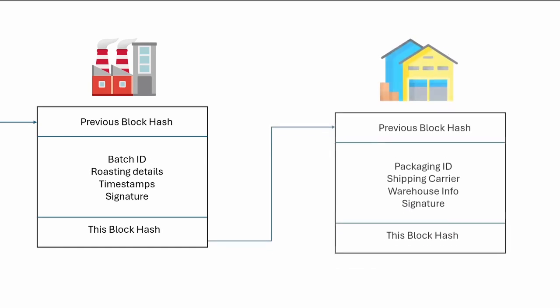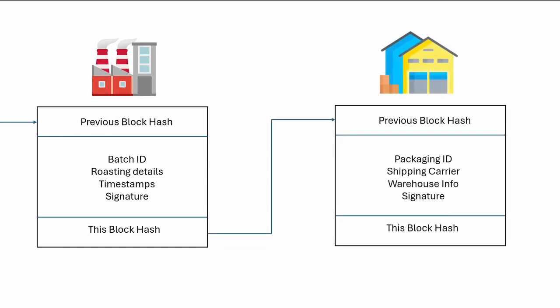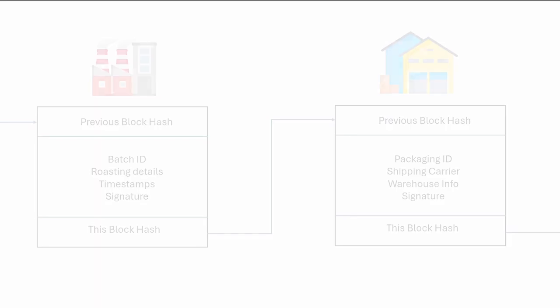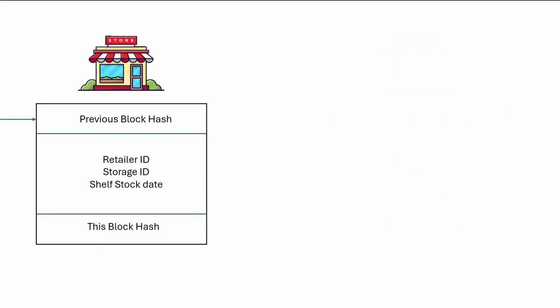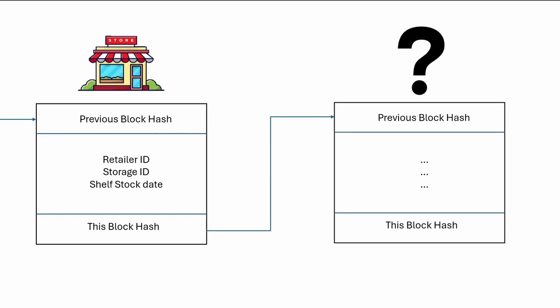Then you would have the warehouse block, which would store the shipping carrier, more information about the warehouse itself, and then finally the store block, which would contain information about the store, such as the retailer ID, storage ID, shelf stock data, and others. But the blockchain doesn't have to end there, it can store any other meaningful information which depends on the requirements and the architecture.